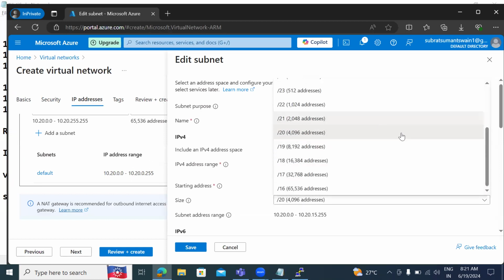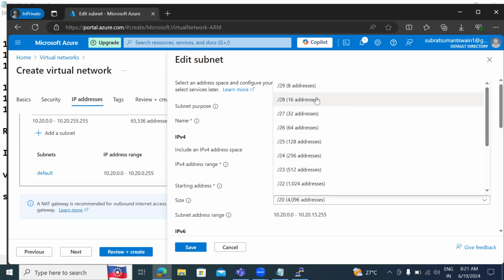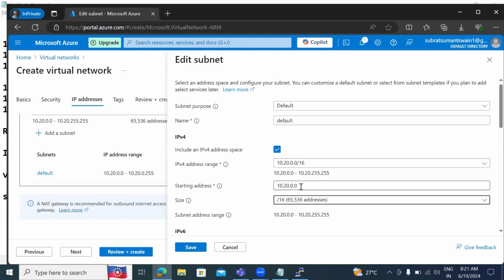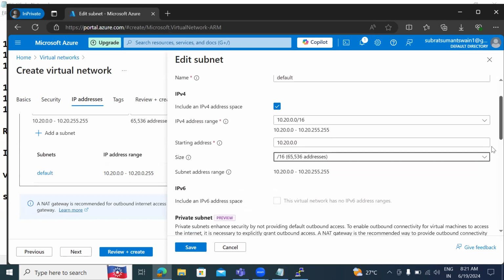/29 is the minimum we can give. /29 means 8 addresses, /28 is 16, and /27 is 32. Just write down all these numbers. /17 is 32,768, and /16 is 65,536. Like this, for the subnet we are going to give here, the default subnet itself.